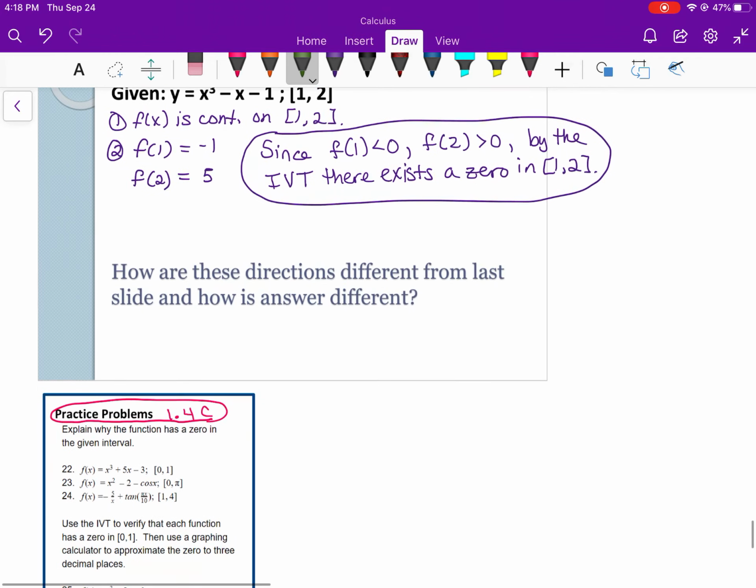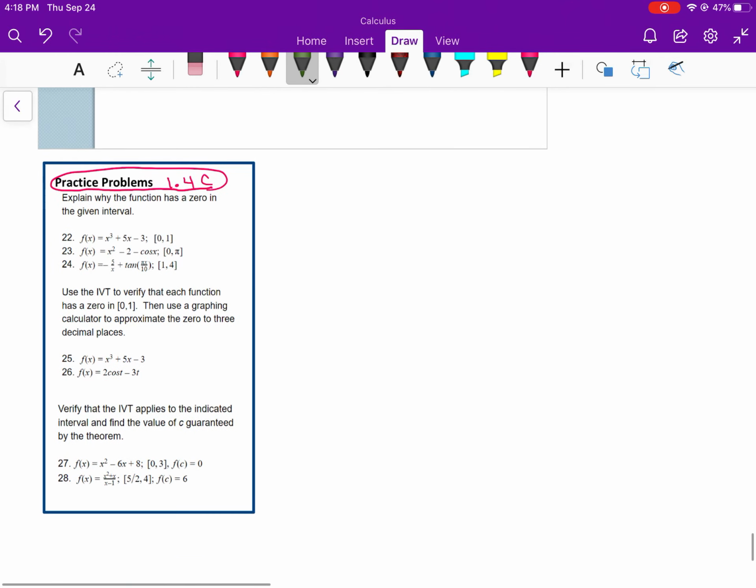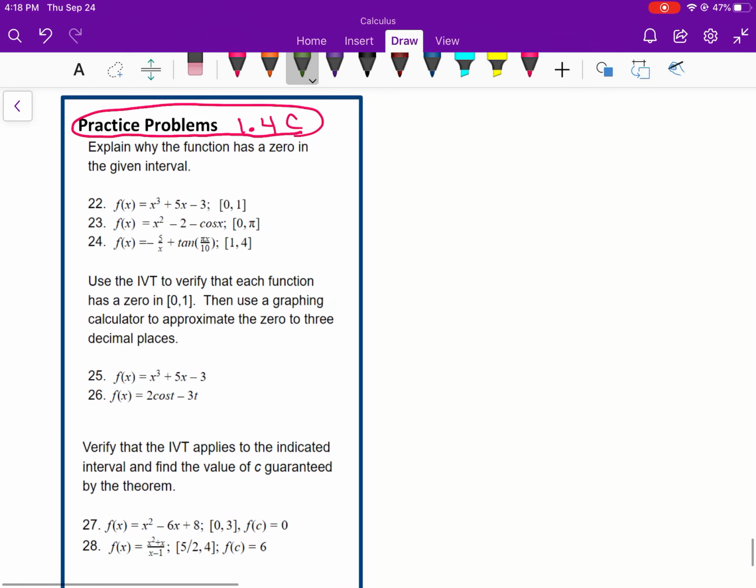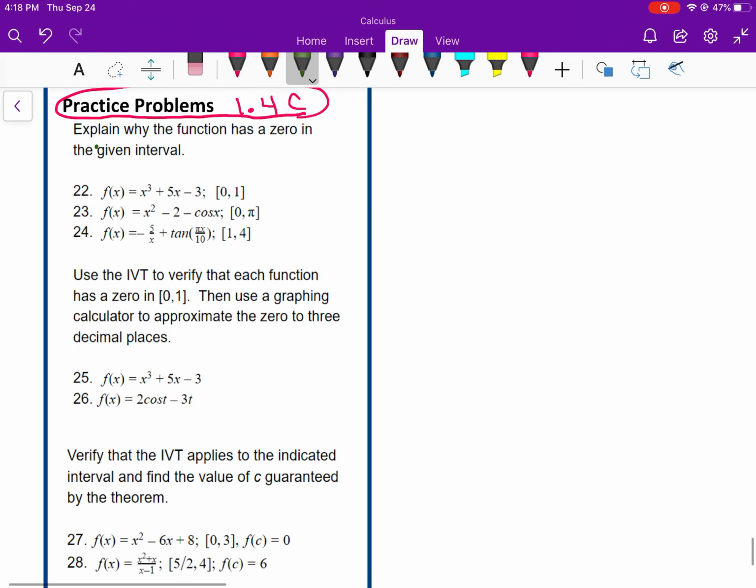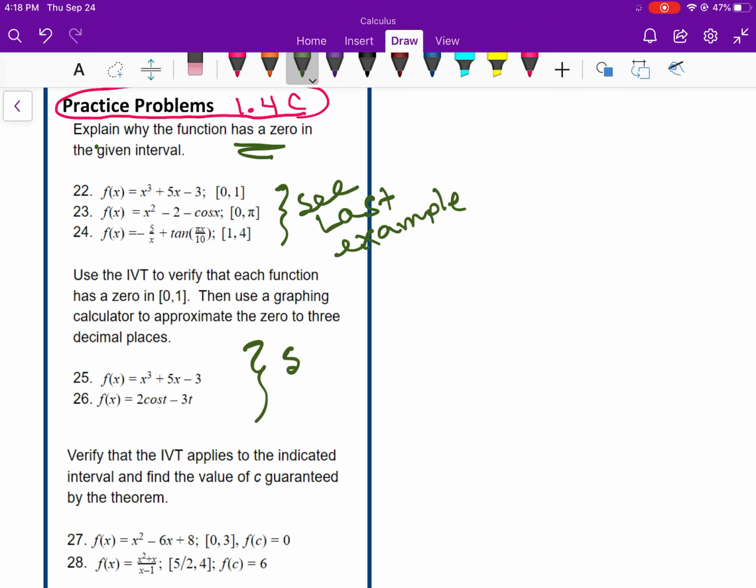Okay, we looked at the practice problems here. So here, explain why it has a 0. So that's what we just covered. See last example. And on these, it's also the last example, but there's a little extra. Use a graphing calculator to find the 0 to 3 decimal places.